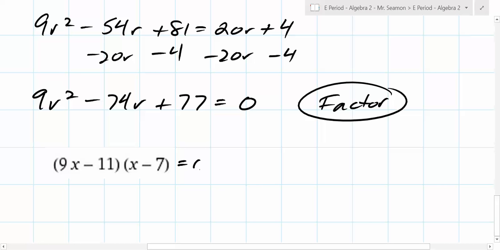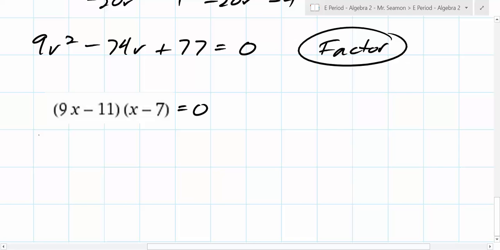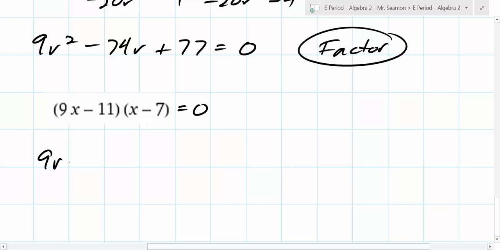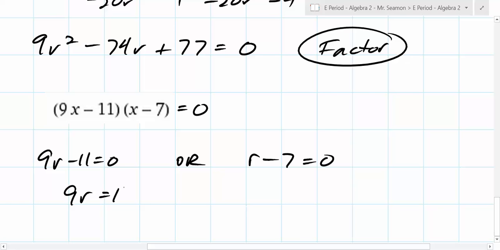That's the whole point of the exercise because now either one of those things has to be 0. So either 9x minus 11 has to be 0 or what? Yeah, I'm sorry. I went to x just to type it in a little easier. So you have either 9r minus 11 equals 0 or r minus 7 equals 0. So 9r equals 11, r equals 11 over 9, or what? R equals 7.